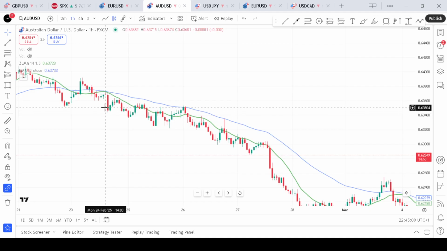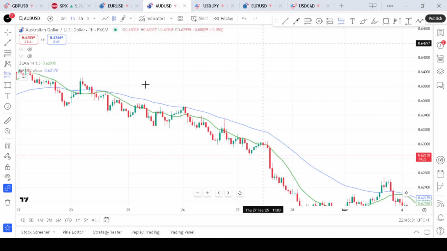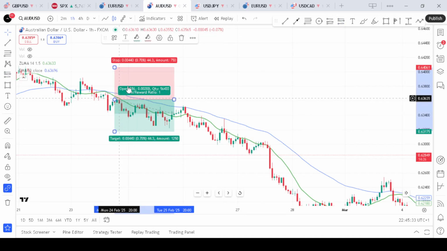Now to refine your entry, you can look for a pullback in price towards the zero lag moving average within the identified trend. So when you see price closes below after the crossover, you wait for price to pull back to your zero lag line. And this is our zero lag line. This is where you would want to enter your sell trade in this area.